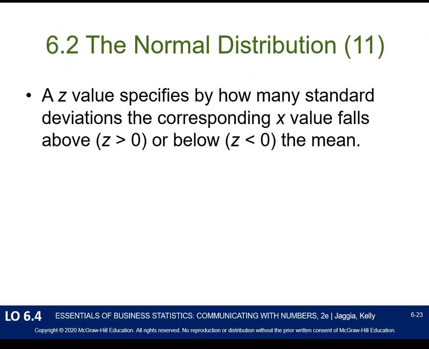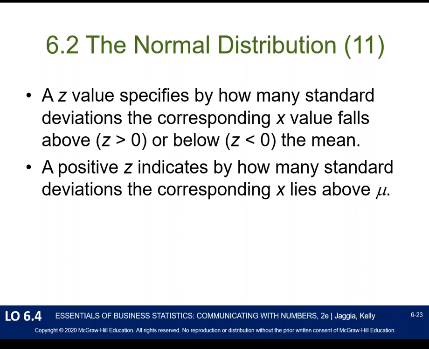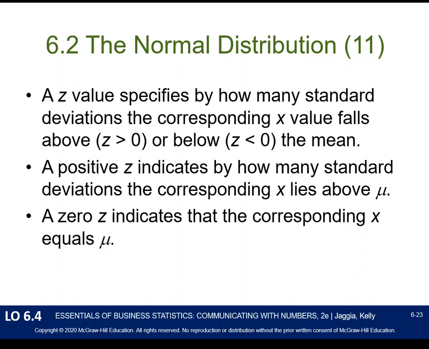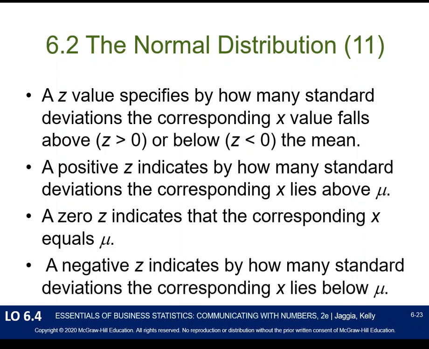For any value of z, if z is greater than 0, then we know it's above the mean, on the right-hand side. And if it's less than 0, we know it's below the mean, on the left-hand side. So a positive z-score tells us how many standard deviations the observation lies above the mean. A z-score of 0 is exactly equal to the mean. And a negative z-score tells us how many standard deviations the observation, or the random variable, is below the mean.